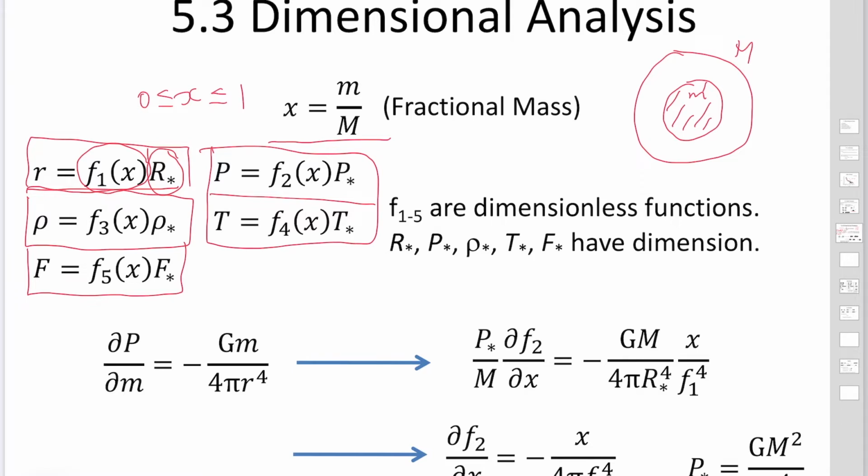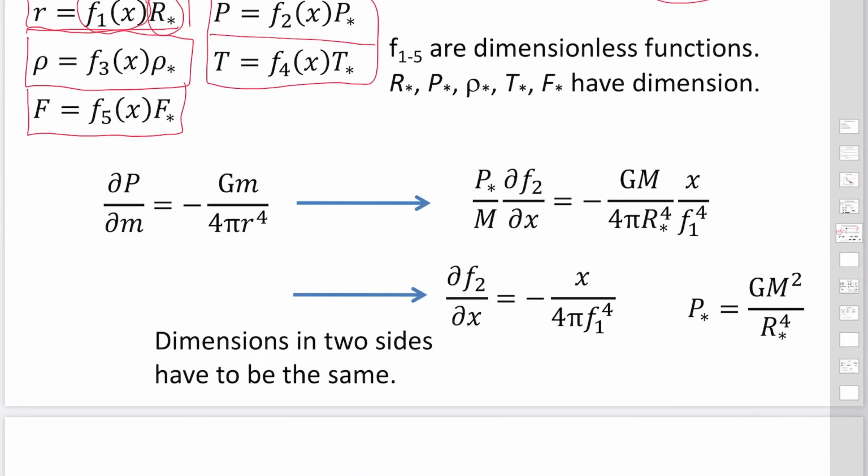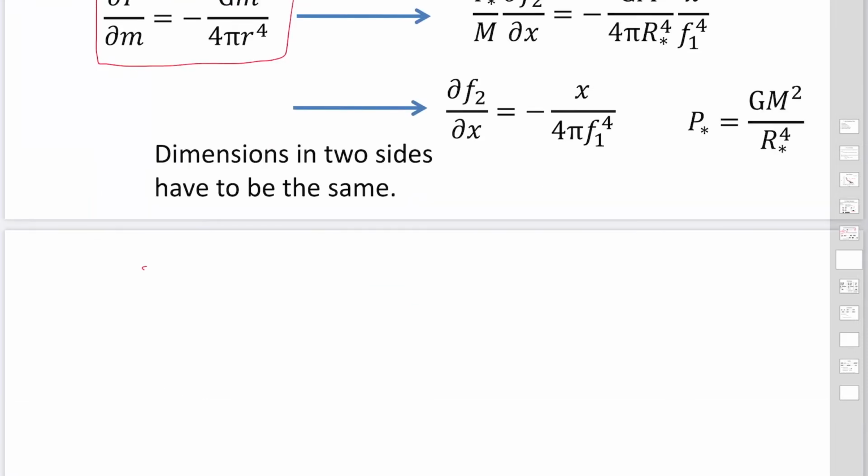Then we'd like to write down the equations using these dimensionless functions and the quantities with dimensions. For example, we consider the hydrostatic equilibrium. Pressure gradient is equal to the gravity. If you write ∂P/∂M, then this is expressed as P star times ∂f sub 2 over M, ∂M over capital M.